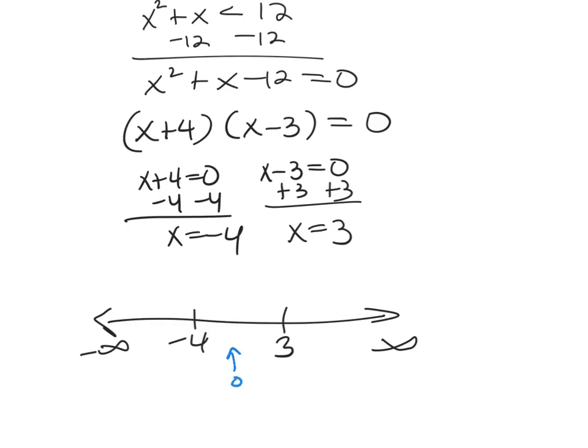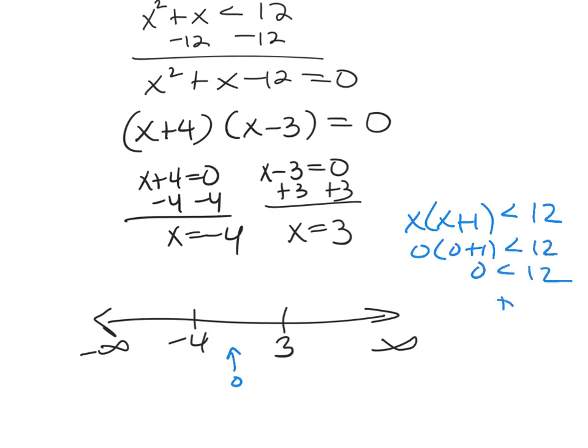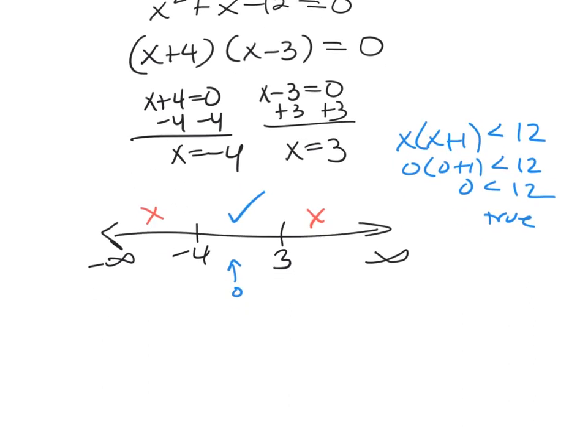So I'm going to take my original problem. X times x plus 1 less than 12. 0 times 0 plus 1. I get 0 is less than 12, which is true. So my middle, again, gets the check mark. The two intervals on either side get the x's. So again, my interval notation, because it's just a less than, I put negative 4 and 3 in parentheses. And again, if you were to see the graph, parentheses, and connect it.